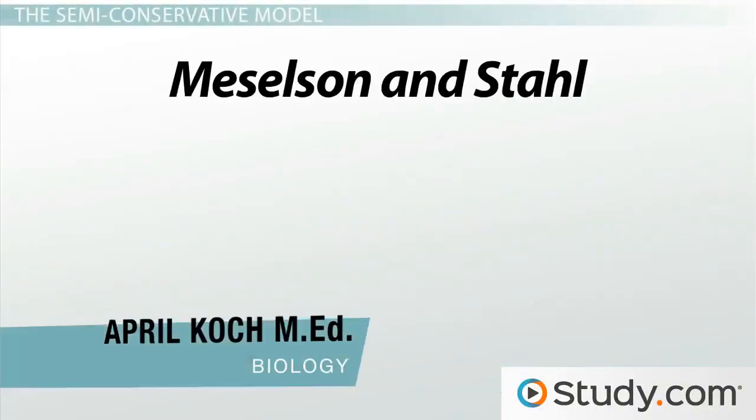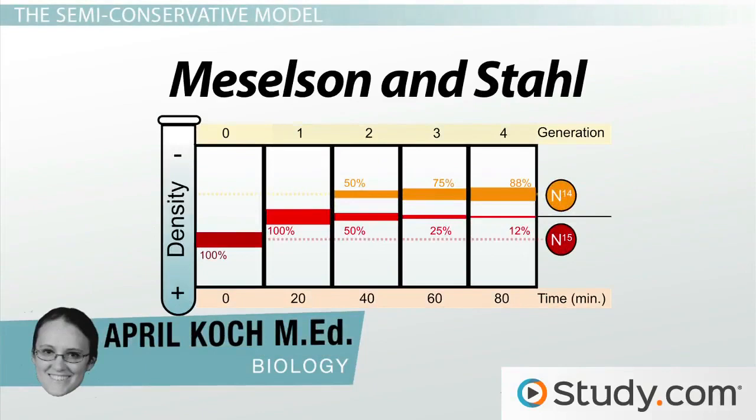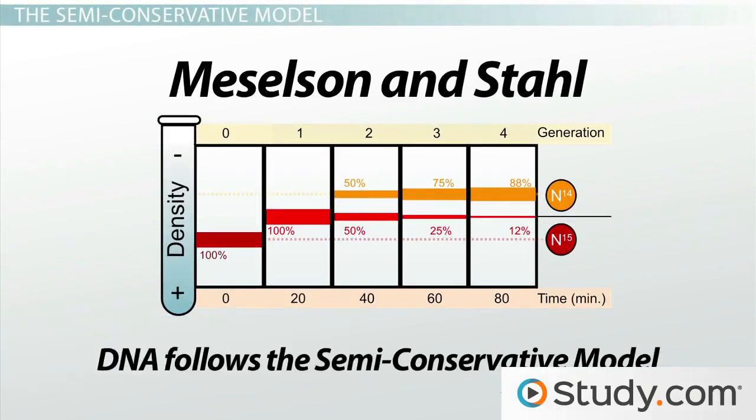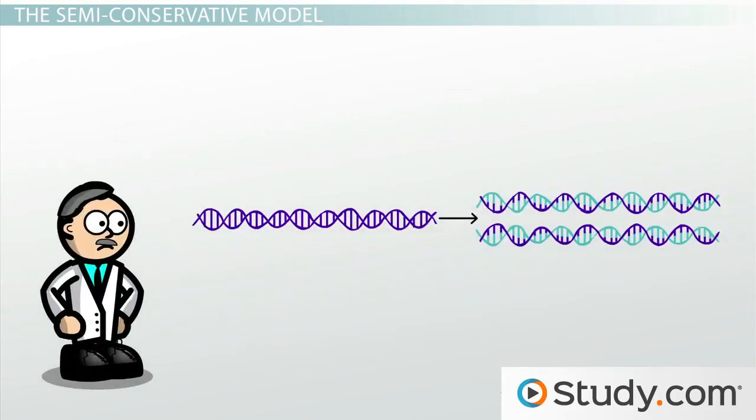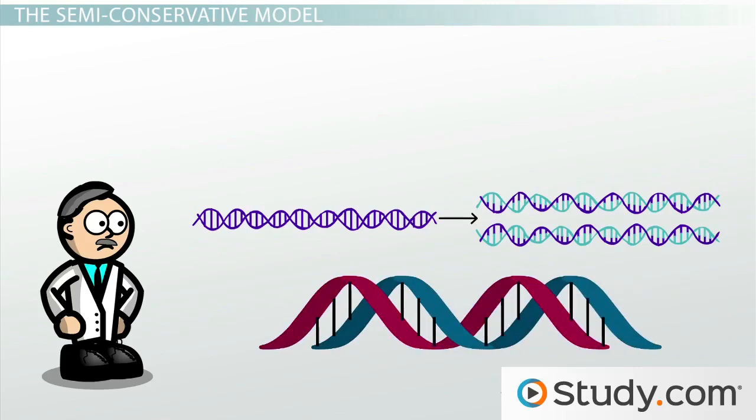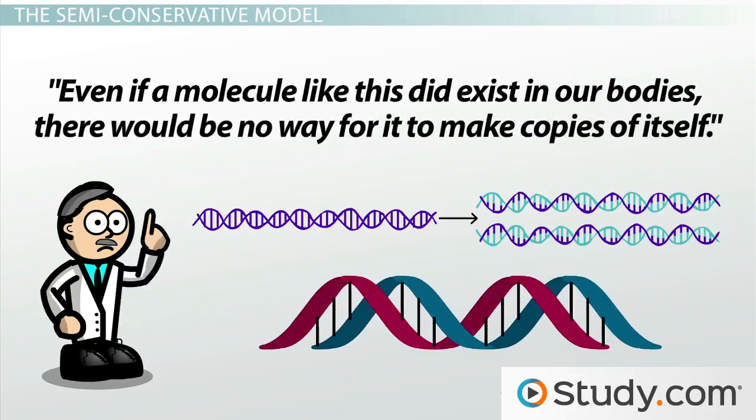The work of Meselson and Stahl in the 1950s helped us to understand that DNA replication occurs by a semi-conservative model. But it doesn't explain all of the intricate molecular movements that are necessary in order to achieve such a complicated feat. Remember that many scientists didn't agree with the semi-conservative model at first. In fact, they didn't agree with Watson and Crick's DNA model altogether because it was so elaborate. They argued that even if a molecule like this did exist in our bodies, there'd be no way for it to make copies of itself.